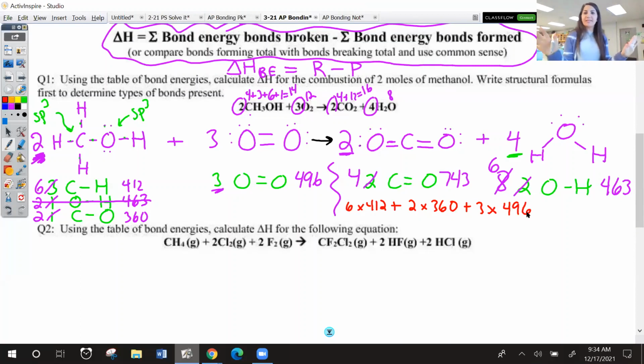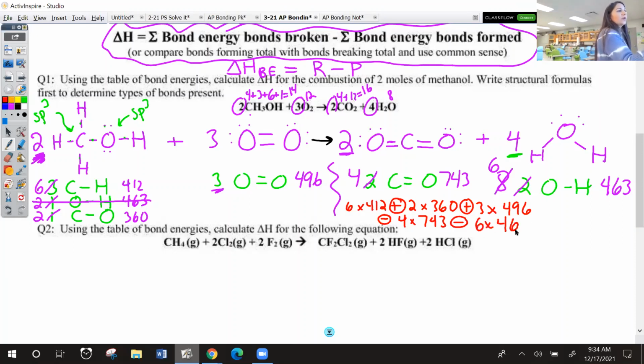Now come our minuses. Remember, this one is backwards. Usually we do products minus reactants, so now we're going to subtract the reactants. So far I have 2 plus signs. Now I'm going to do minus 4 times 743, minus 6 times 463, equals.